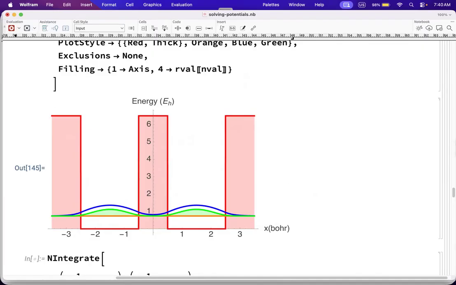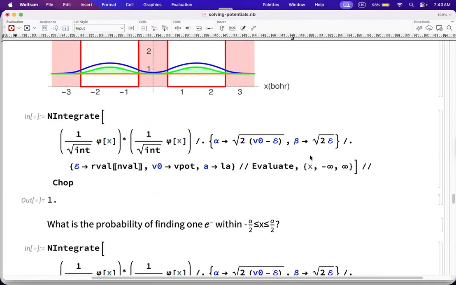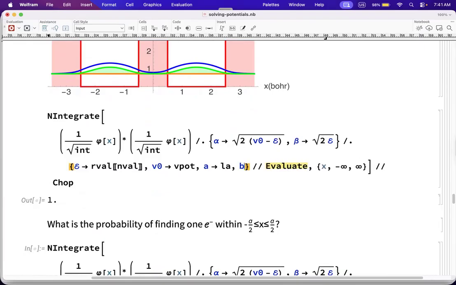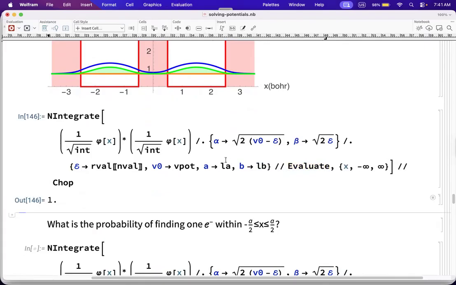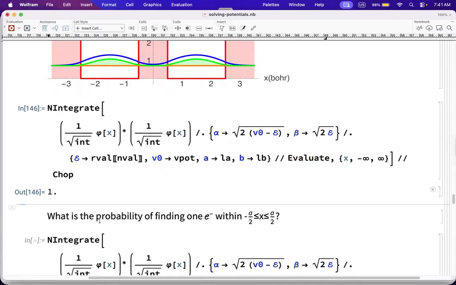Let's first of all integrate this. Remember, the only thing we have to add here is this one, comma, P goes to LB. If you integrate this, you have to have 1. You see? You get 1.